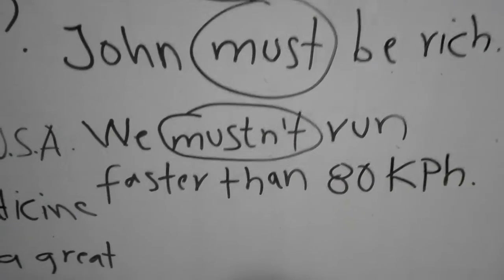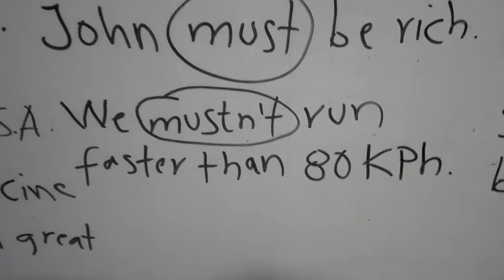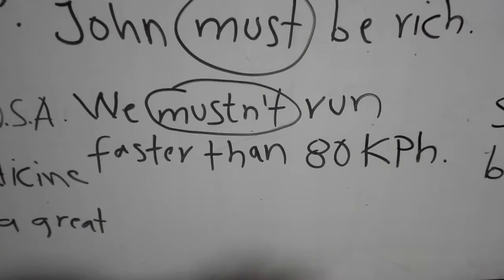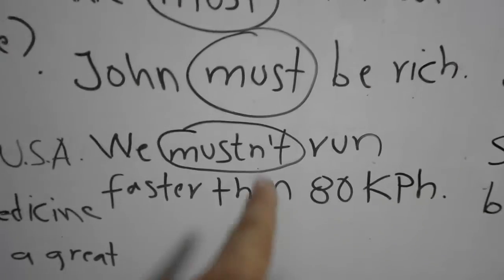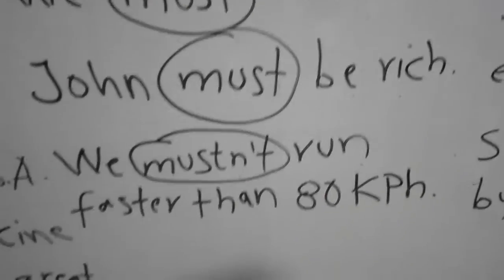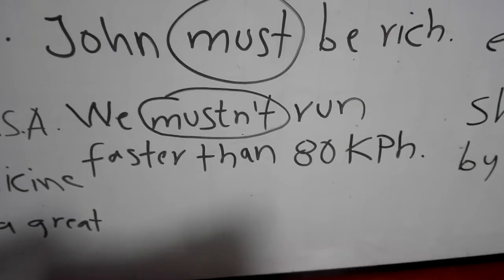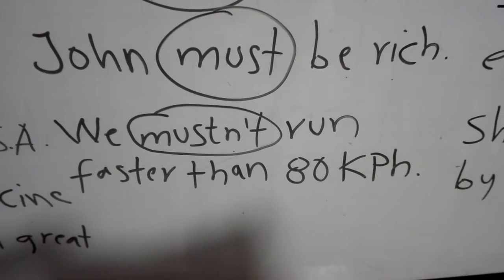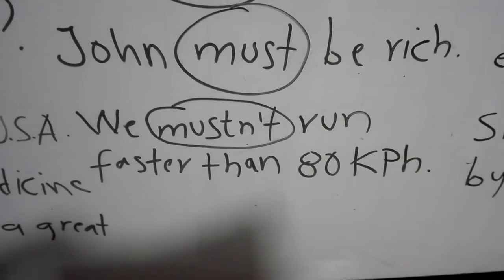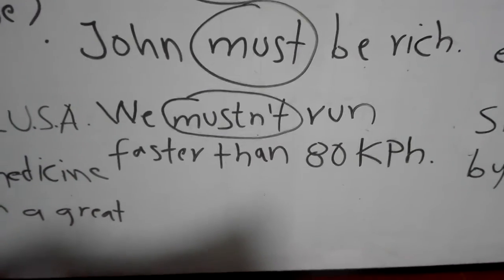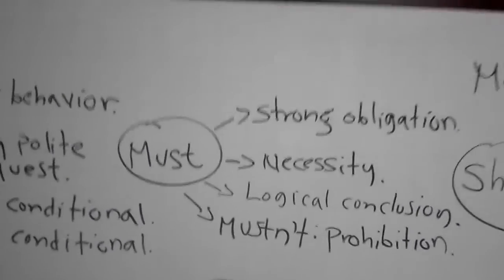And the last use for must in a negative way is when we're talking about prohibition, okay? So, for example, the speed limit on the road is 80 kilometers per hour. So, we mustn't run faster than 80 kilometers per hour. It's a prohibition. If we run faster, the police gets us and gives us a ticket. We have to pay a ticket, a fine, okay? So, these are the uses for must.